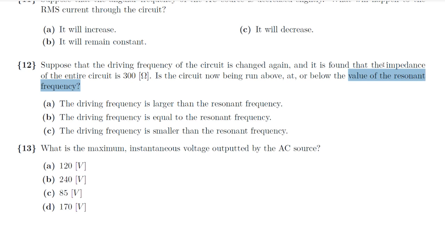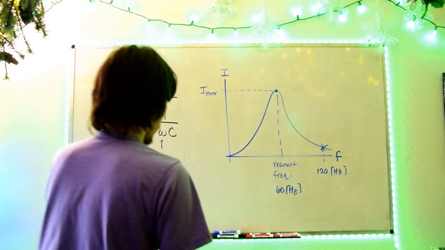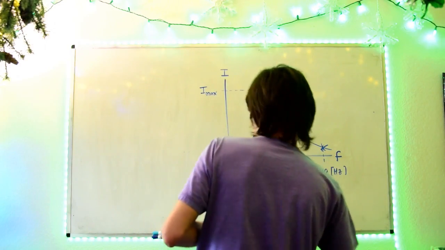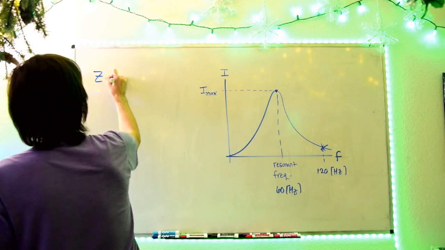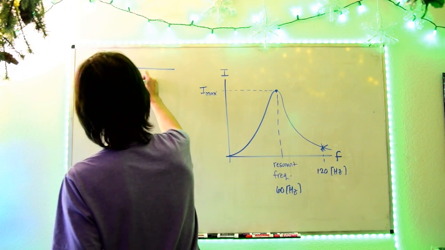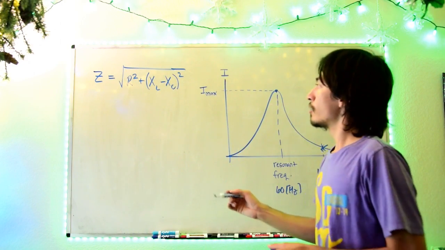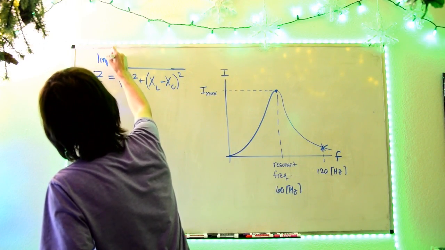So we know that the impedance is 300 ohms. Now remember that impedance is the collective overall effect of all your reactances and all your resistances. Because remember, reactance is kind of like resistance in a way. So impedance is just putting it all together. If you want to recall the equation for impedance, the impedance, Z, is the square root of R squared plus the difference between XL and XC squared.